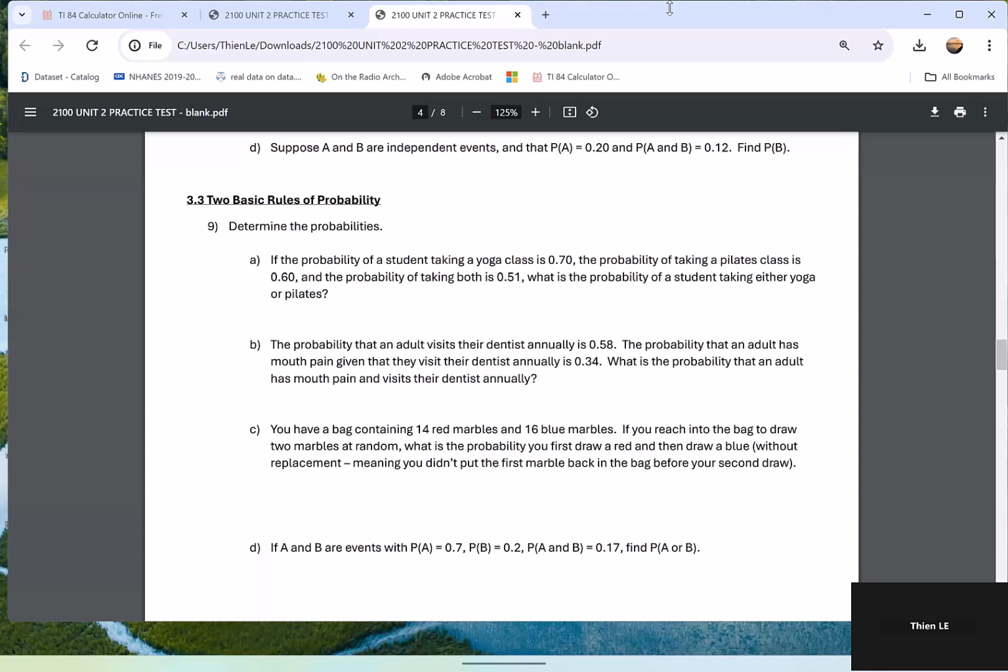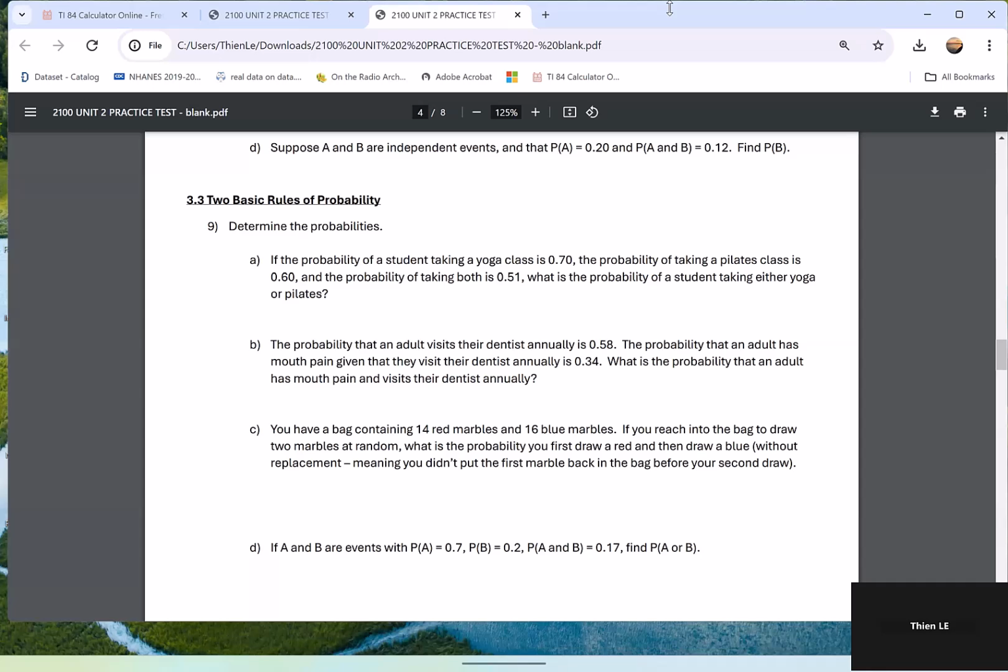The probability that an adult visits their dentist annually is 0.58. The probability that an adult has mouth pain given they visit the dentist annually is 0.34. What is the probability that an adult has mouth pain and visits their dentist annually? So this is just the multiplication rule. In probability, P(A and B) equals P(A) times P(B given A), okay?